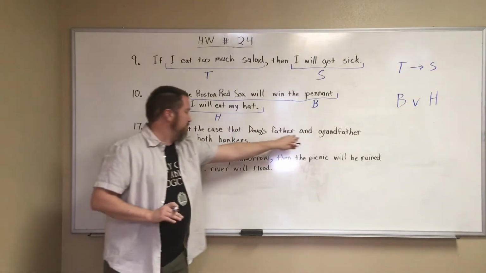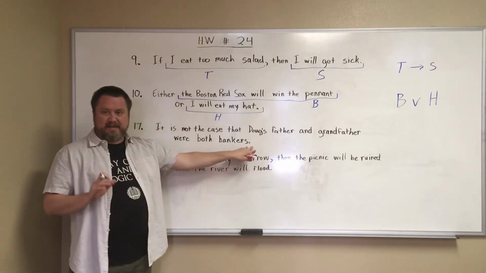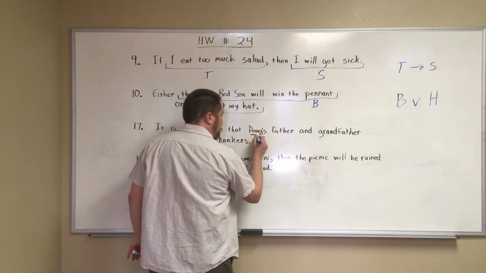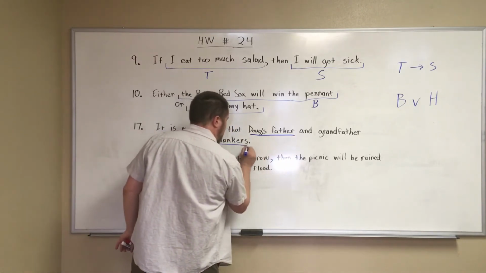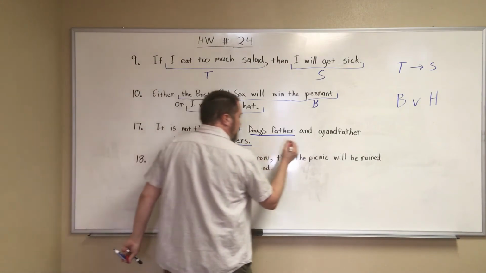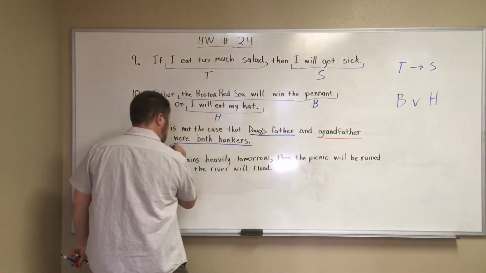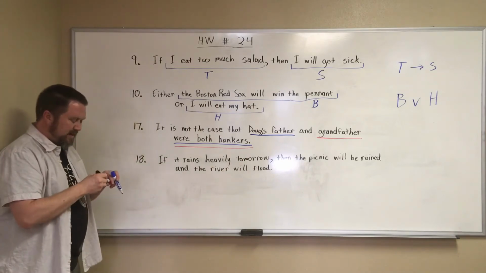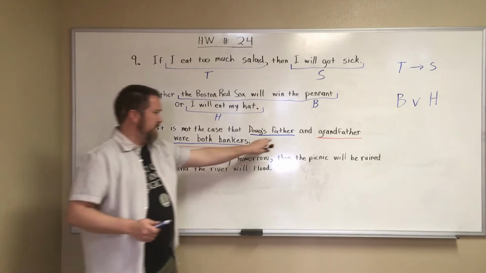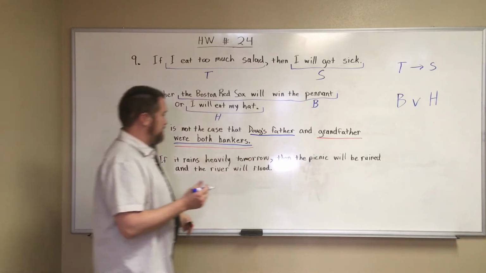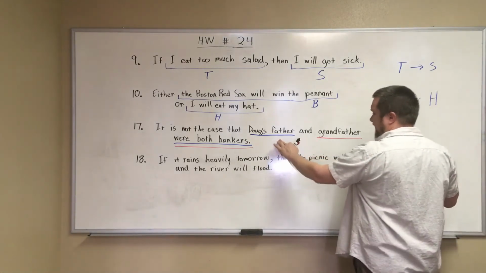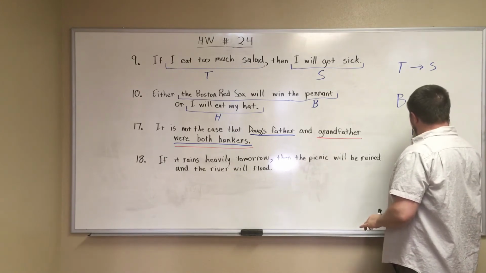So Doug's father and grandfather were both bankers is actually making two different claims or two separate propositions. One is saying that Doug's father was a banker, but there's another statement that's saying that Doug's grandfather was a banker. So you kind of have to look at it closely. When there's an and like that within your proposition, it's combining two propositions. So let's represent just this part first. So Doug's father was a banker. We'll represent that with F.